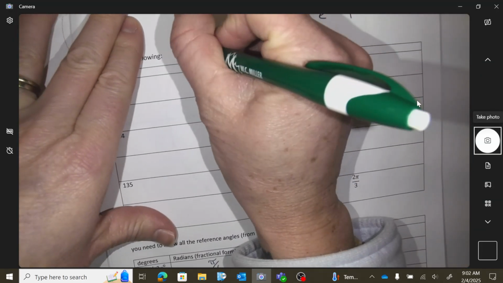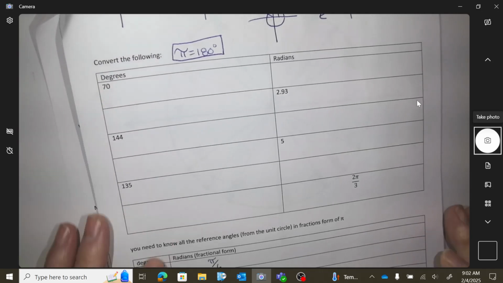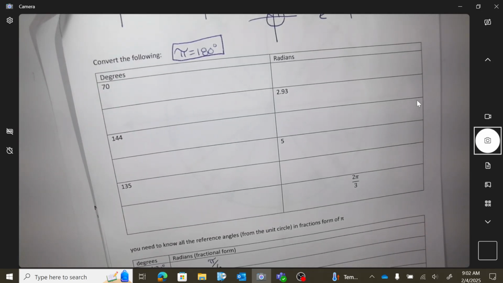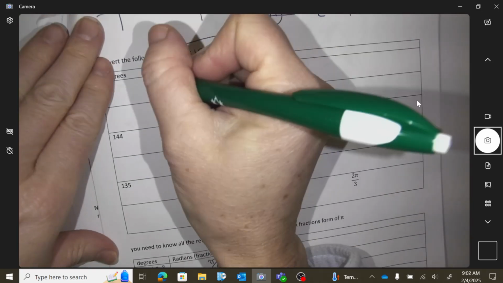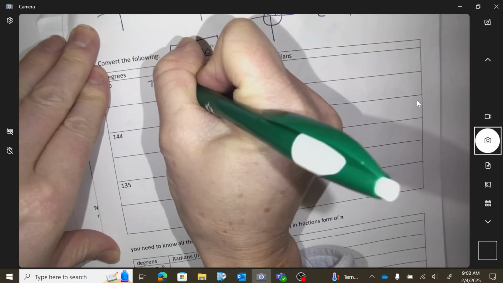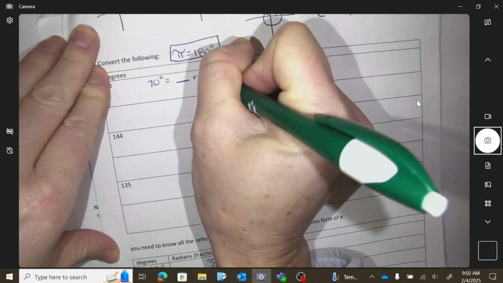Okay, so yesterday, pi radians, 180 degrees, right? That's our big thing we're going to base this all off of. So what you're going to do is convert from degrees to radians. So here we go. 70 degrees is how many radians?